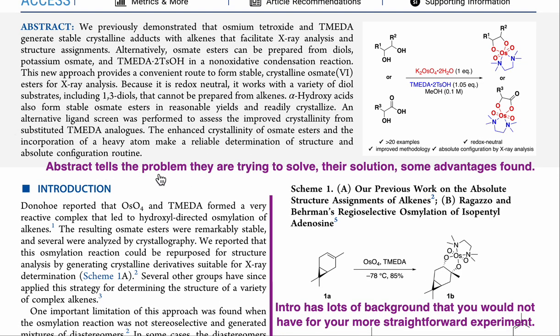The abstract part of the article is telling what kind of problem exists in science, what are they trying to solve, what is their proposed solution, and why is their way of doing things better than what previously had existed, or what was previously known.